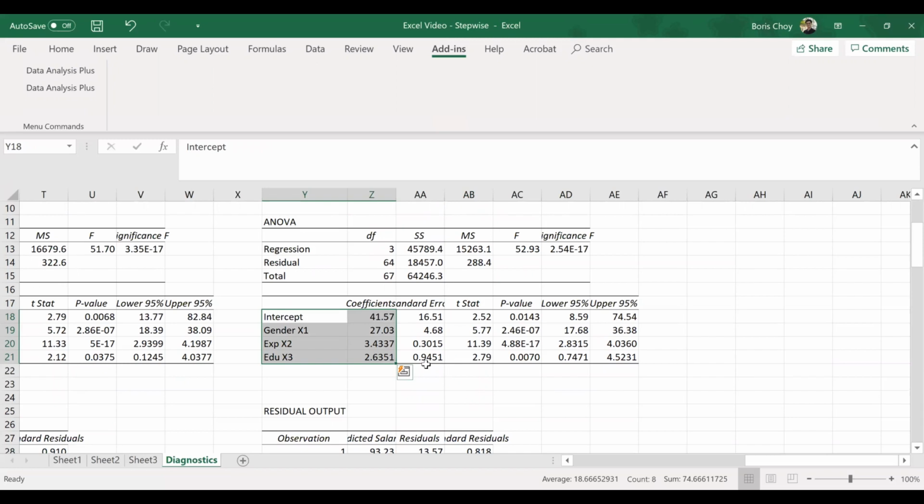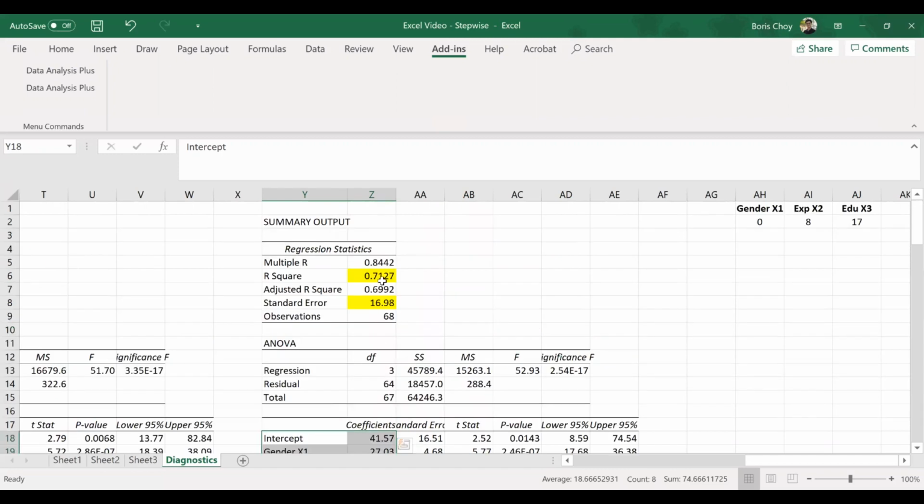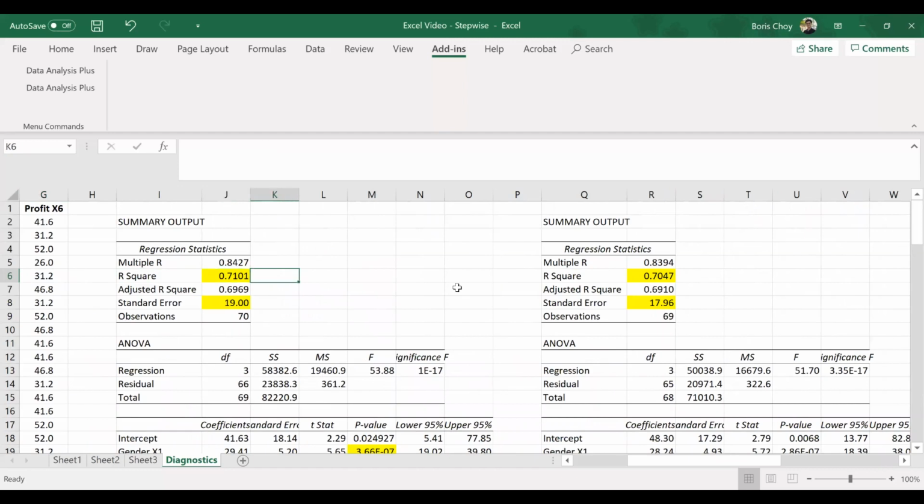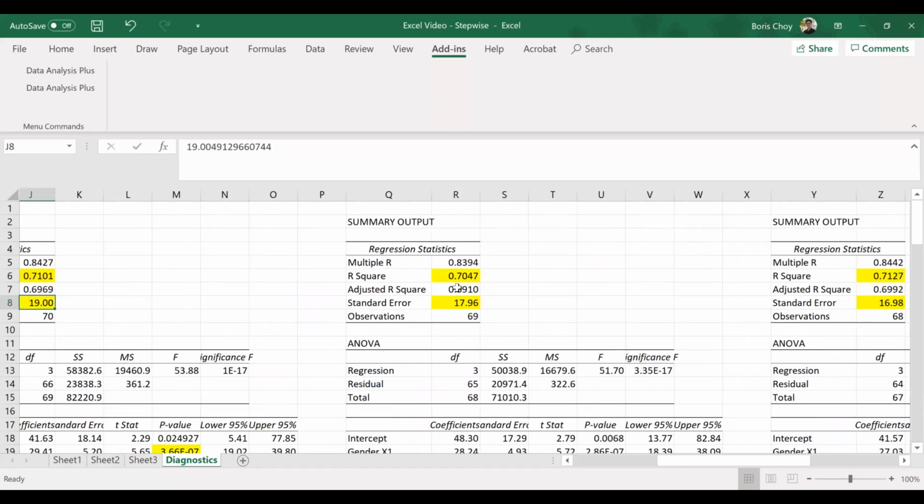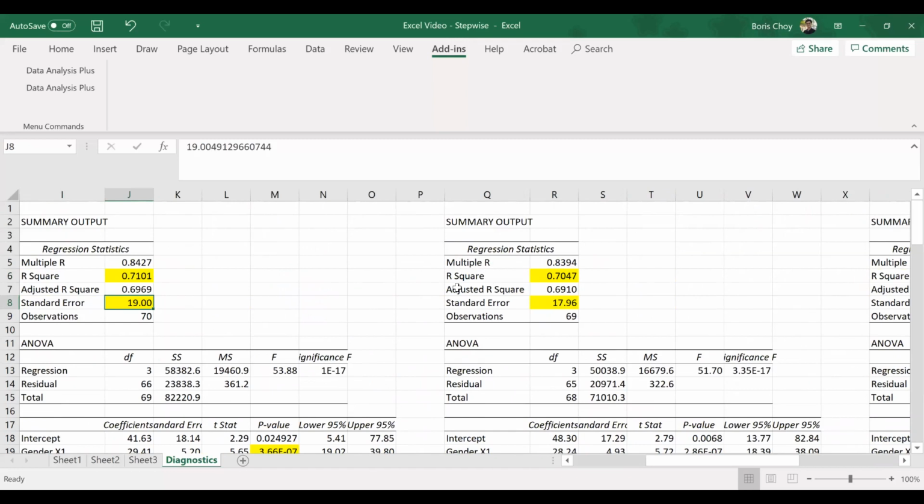The estimated regression equation is 41.57 plus 27.03 x1 plus 3.4337 x2 plus 2.6351 x3. This model can account for 71.27% of the total variation of y. Without deleting the outliers, it is 71.01%. And the estimate of the standard deviation of the random error term is 17, and it was 19 without deleting the two outliers.